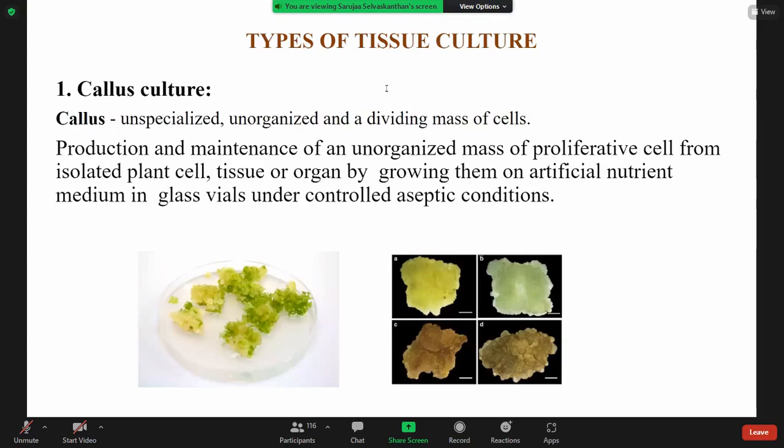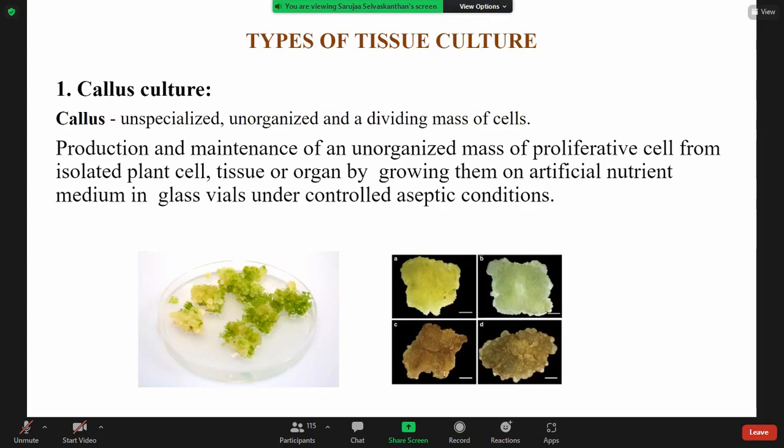Okay. Is this slide on types of tissue culture visible to you? Yes, ma'am. Types of tissue culture. First one, callus culture. We have already seen what callus is. In the video clip also you have seen that it is an unspecialized, unorganized, dividing mass of cells.